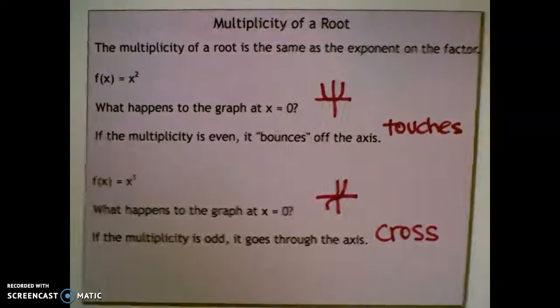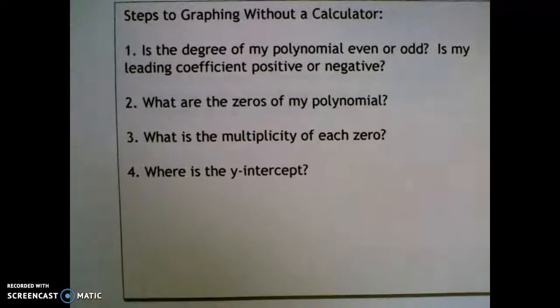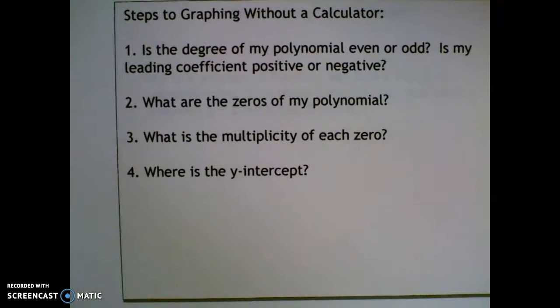Okay, so putting them all together, these are the steps we should be following. So first, what's the degree of the polynomial? Is it even or odd? Is the leading coefficient positive or negative? That's going to give us end behavior. So we can determine where do we start, where do we stop.